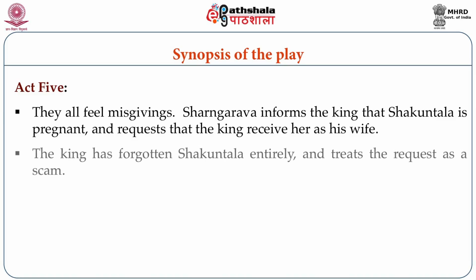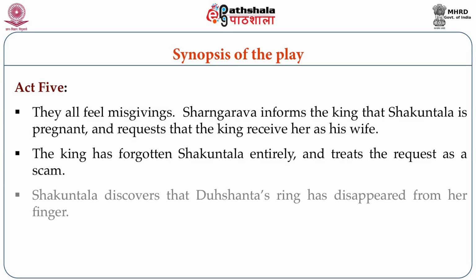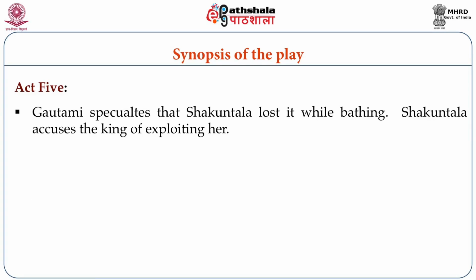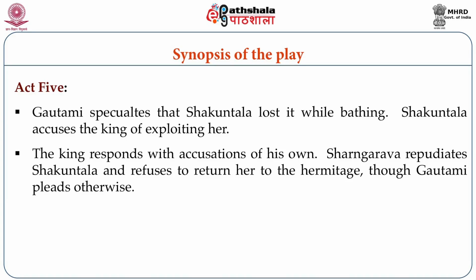Sharangarava informs the king that Shakuntala is pregnant and requests that the king receive her as his wife. The king has forgotten Shakuntala entirely and treats the request as a scam. Shakuntala discovers that Dushwanta's ring has disappeared from her finger, and Gautami speculates that Shakuntala lost it while bathing. Shakuntala accuses the king of exploiting her. The king responds with accusations of his own.